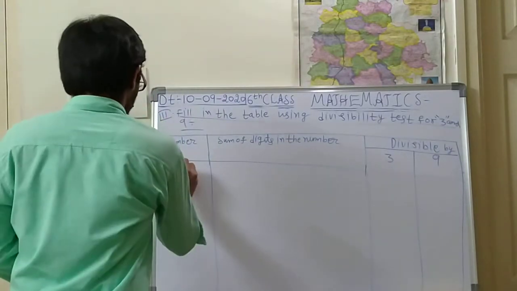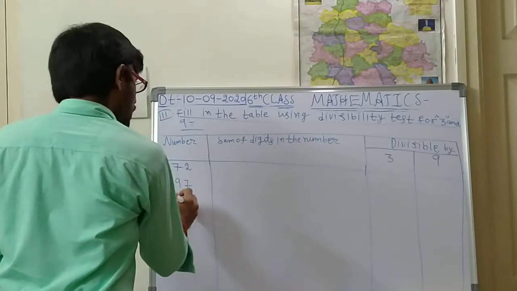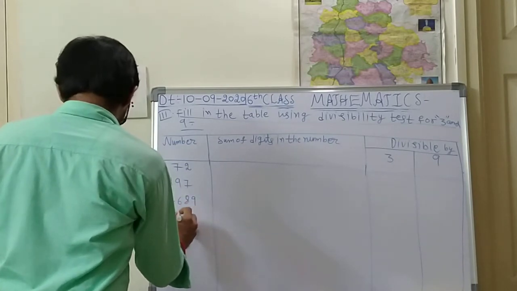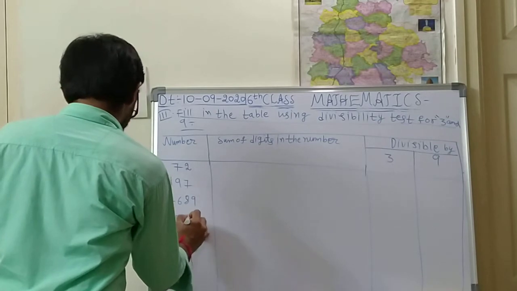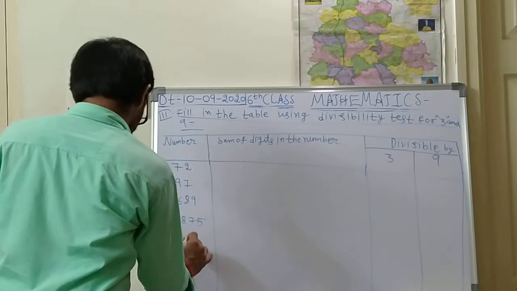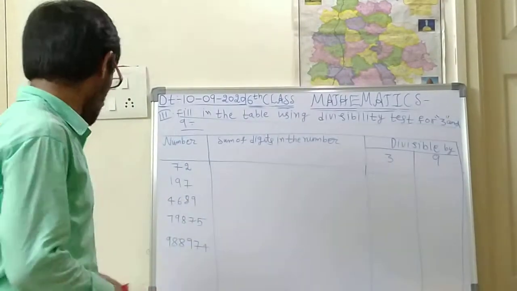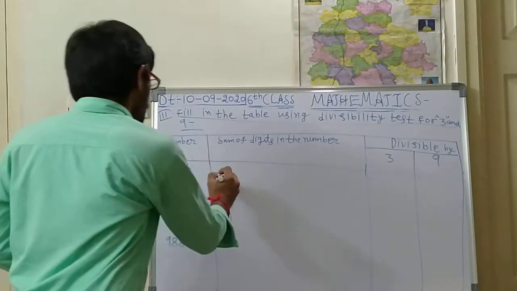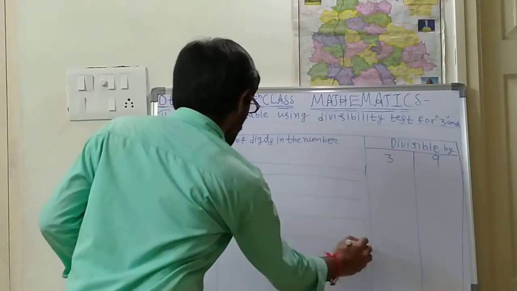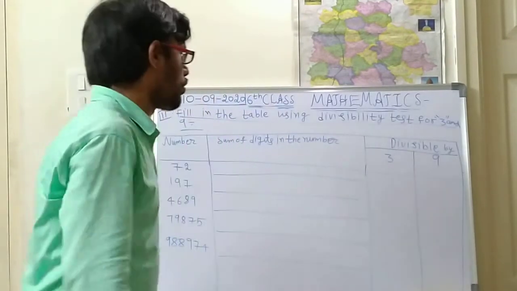So first one, 72. Next 197. Next 4, 6, 8, 9. Next 7, 9, 8, 7, 5. Next 988, 974. So these are the 5 numbers, children. Here you are supposed to do the sum of all the digits for each number, and whether it is divisible by 3 or by 9, you have to put the tick mark.